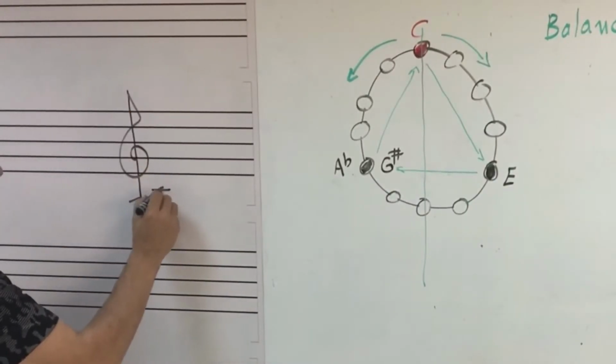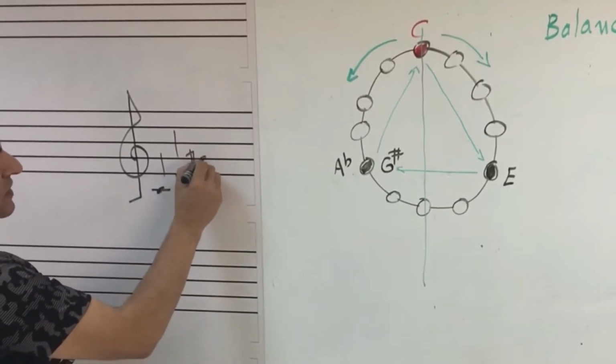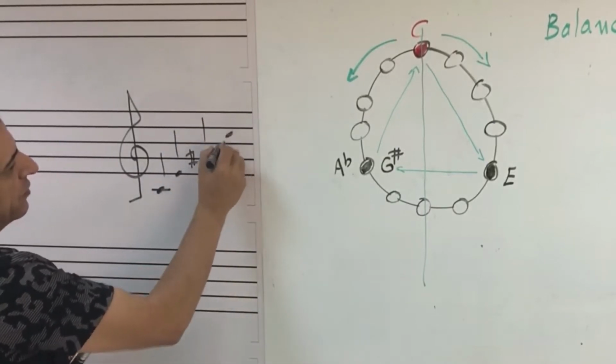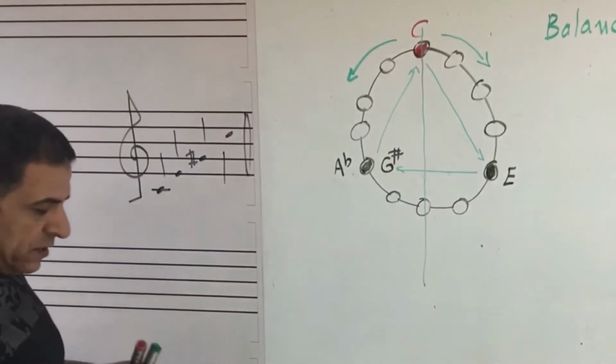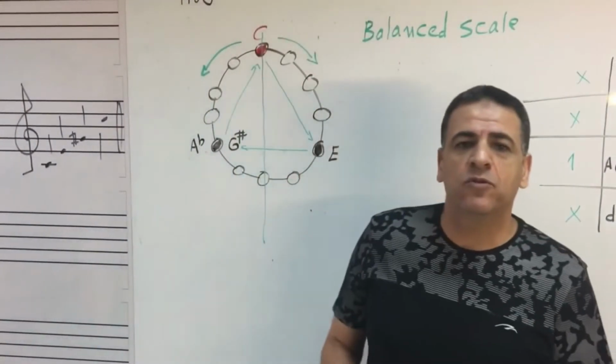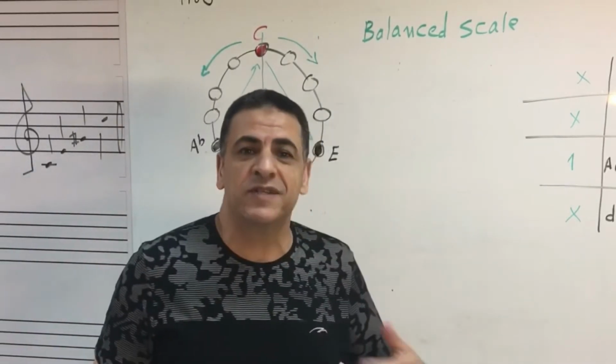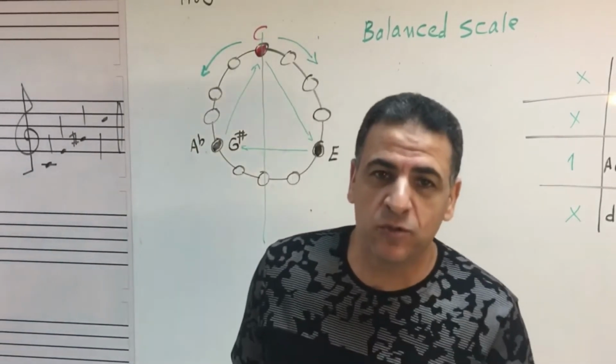Let's score it. It will be C, E, G sharp, and then C. Let's listen to this scale. And we can consider it as a scale, so that means we can compose music on it.